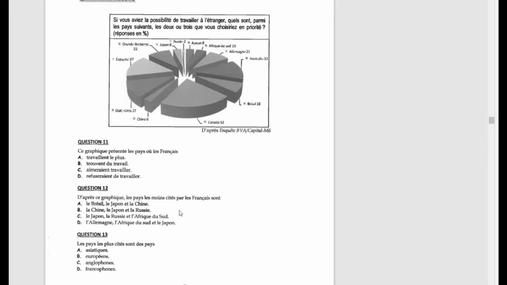So the countries which are less popular, least popular actually among all these countries. So le Brazil, le Japon, le Chine. So you have to actually add up their numbers to get the right answer.